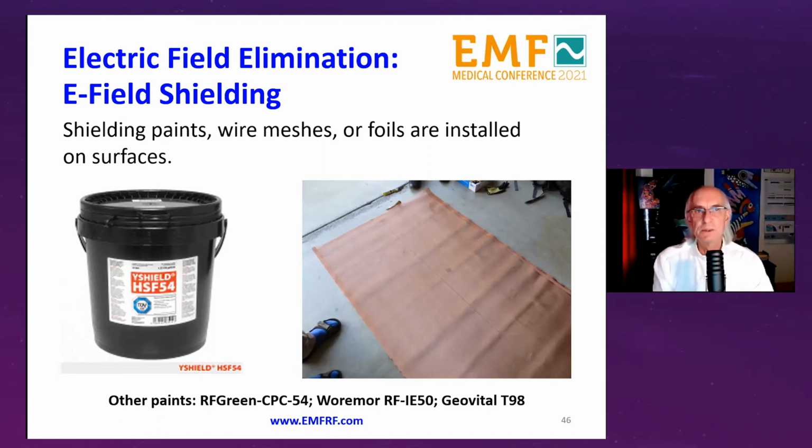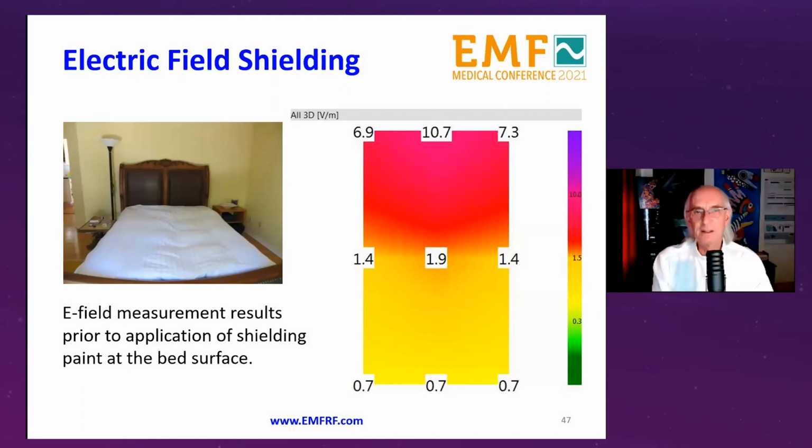We attach them to surfaces. So let's look at a real life scenario where we actually do that in somebody's home. We have a master bedroom here, we have a headboard wall, and here are the results of electric field measurements. We call it the 9-point measurements, where we actually measure 9 points on the bed itself. And you can see at the headboard wall, we have 7, 10, and 7 volts per meter.